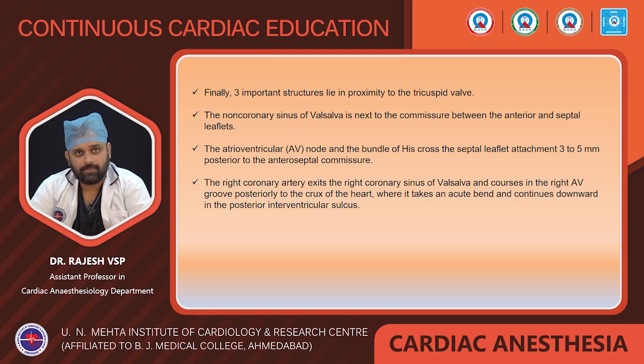One is the non-coronary sinus of Valsalva, which is next to the commissure between the anterior and septal leaflets. The atrioventricular node and the bundle of His cross the septal leaflet attachment 3 to 5 mm posterior to the anteroseptal commissure. The right coronary artery exits the right coronary sinus of Valsalva and courses in the right AV groove posteriorly to the crux of the heart, where it takes an acute bend and continues downwards in the posterior interventricular sulcus.